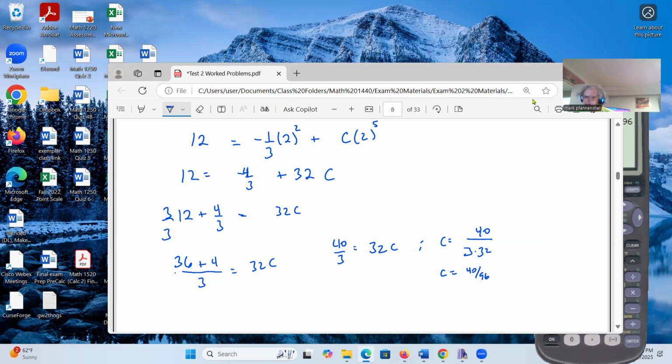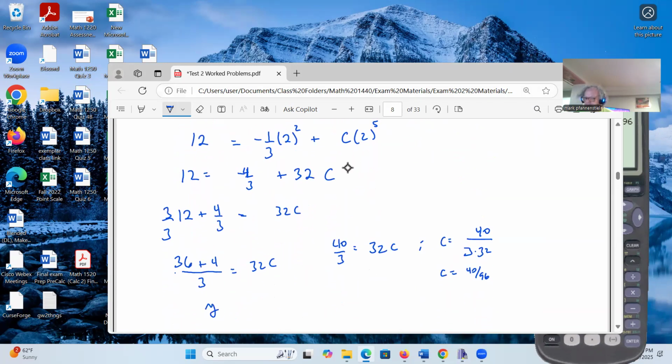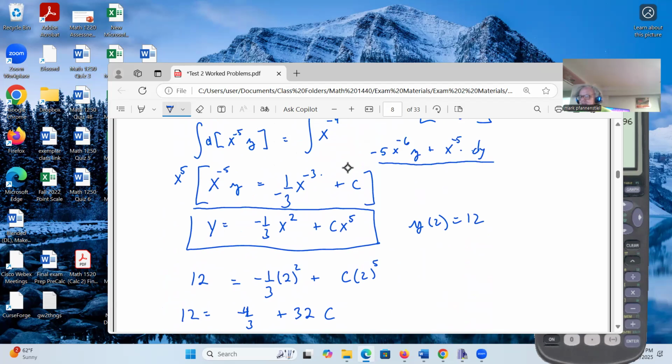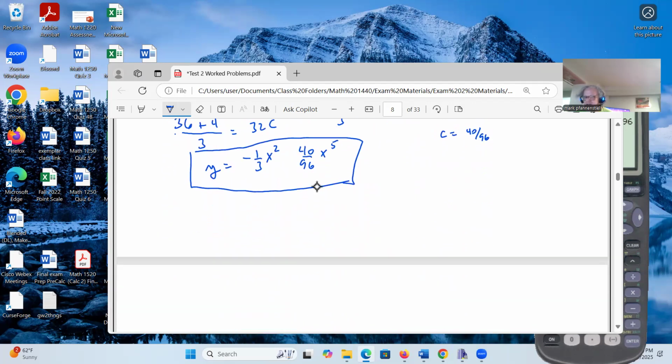40/96. So my end solution here, the answer I'm going to box here, is going to be y is equal to negative 1/3 x squared plus 40/96 x to the 5th. And that's our solution for this differential equation. Okay, if you want to hide the negative sign, that's fine. y is equal to 40/96 x to the 5th minus 1/3 x squared. Okay, and there we go.